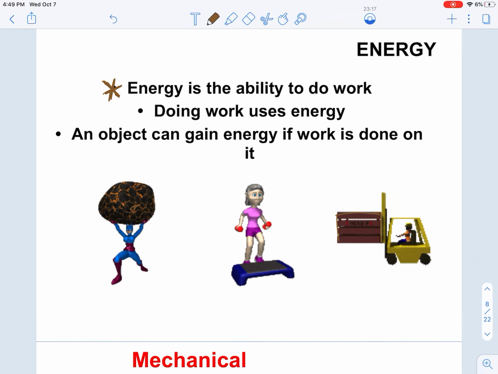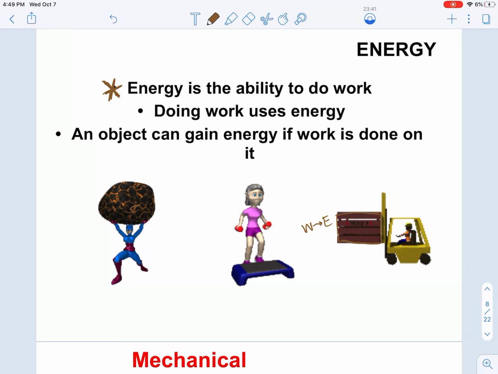This crate is going to have some work applied to it, and that work is going to be performed because of the energy that was available. Now, as we move through the notes, what we're going to learn is that the work performed is responsible for the energy that this crate has now gained because it has been lifted.